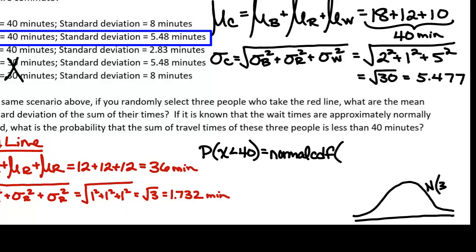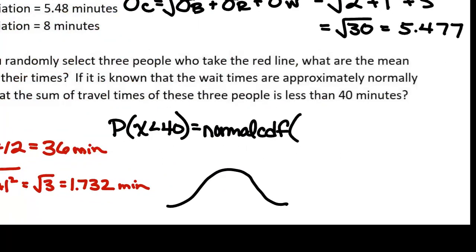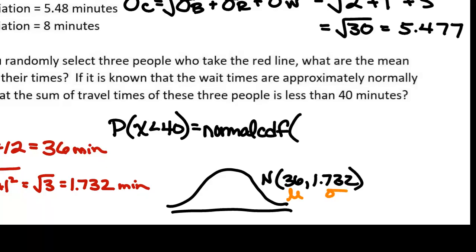N with a mean of 36. I'm going to have to scoot this picture over. That's not enough room. Put it right here. 36 and 1.732. Make sure those are labeled as the mean and the standard deviation. Right down the center, we would have 36. We want the probability that it is less than or equal to 40. Thank you. So 40 is going to be over here somewhere. Less than or equal to means I would shade this way.